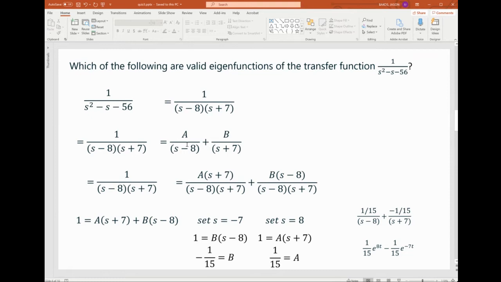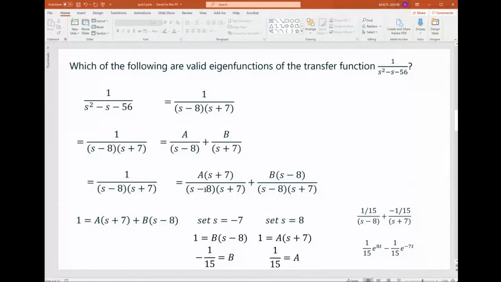The eigenfunction is basically just an exponential. So I rewrote this as A over s minus 8. Basically, you take the two terms in the denominator, break them apart, and decompose or convert that to A over s minus 8 plus B over s plus 7.